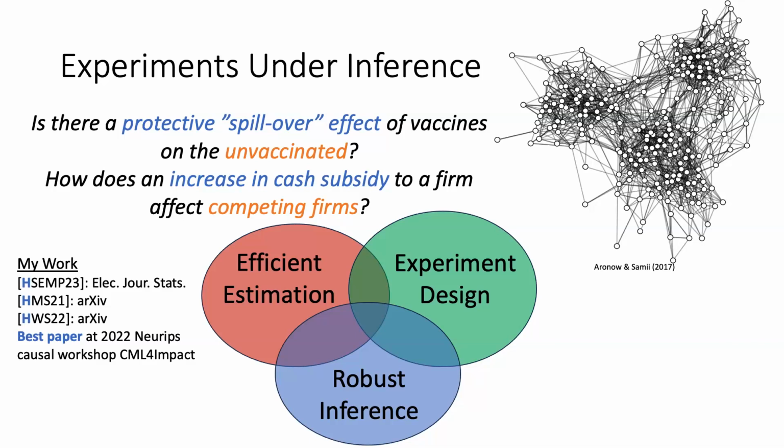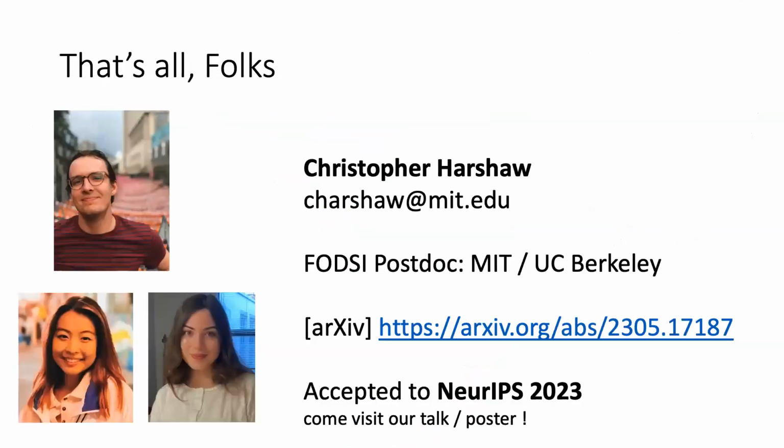And finally, robust inference. What if your interference model is misspecified a little bit? Are your inferential procedures still valid? And can you test for those kinds of misspecifications? There are many open questions, many exciting opportunities there. I'm happy to talk about that.